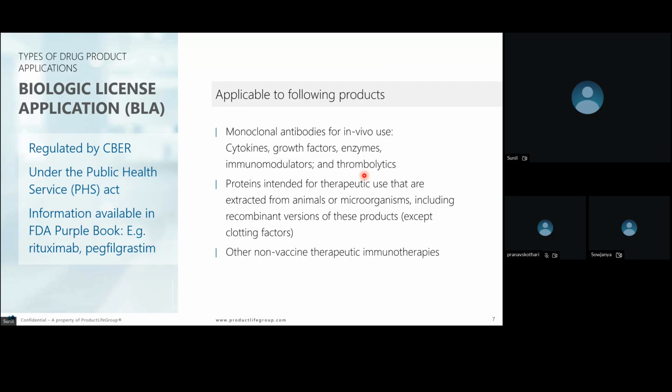In small molecules, we have a molecular weight of maybe 50, 100, 200. Here we have molecular weights in thousands, with several cycles and several amino acids. These biologic products are extracted from animals or microorganisms and may also be synthesized with recombinant technologies, and include other non-vaccine therapeutic immunotherapies. So all these products fall under BLA, Biologic License Application.